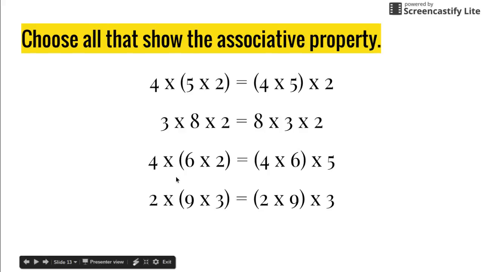Let's look down here. Same digits in the same order. 4, 6, 2, 4, 6, 5. Oh, 2 different numbers here. So no. So to the next one. 2, 9, 3, 2, 9, 3. All multiplication. Parentheses shift. So I was able to say that this was an example and this was an example. And these two were non-examples.